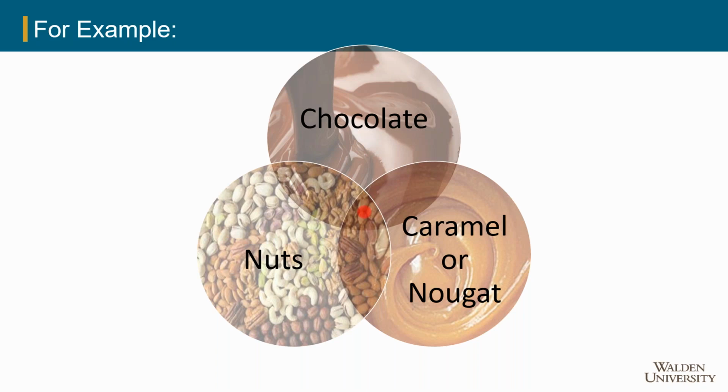But does that make sense with the Boolean? Are there questions that I can answer about this? And so this, we're looking at chocolate and nuts. Chocolate and nuts and caramel is this tiny little spot in the middle.